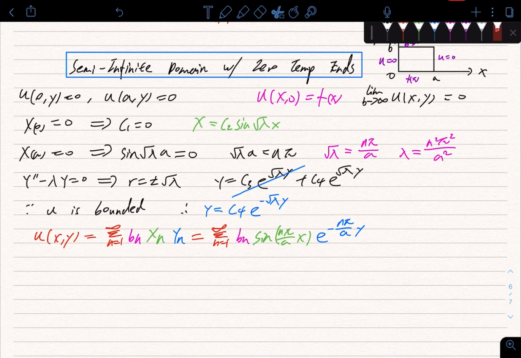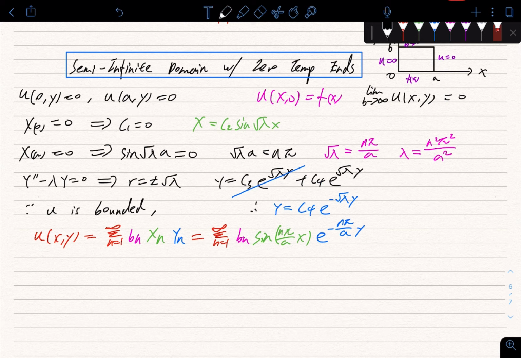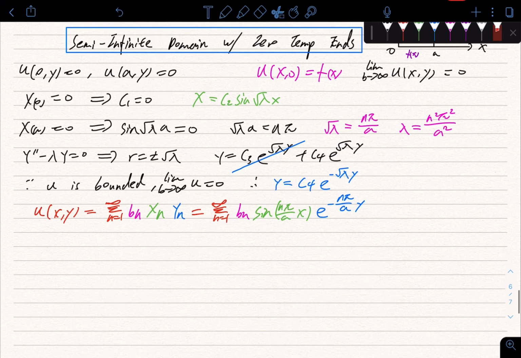Actually, let me just add that really quickly right here. So we'll use bounded. That just means the limit as b approaches infinity of u equals 0. So that's it. That's just something I'd like to add on for your understanding.